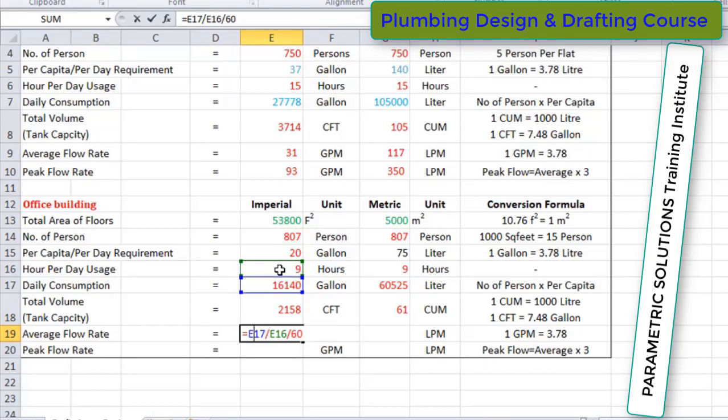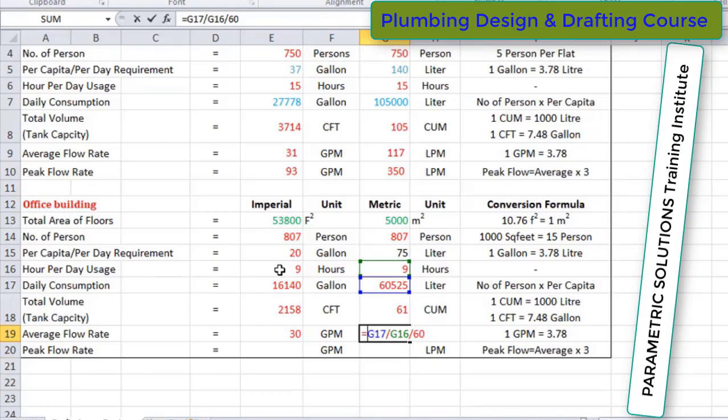So I will round this up. That will be 30 GPM. So here the average flow rate is 30 GPM. And for liters, the total daily consumption, that is 60,525 divided by 9 hours divided by 60. So that will be 112.08. Let's round this up also, and that will be 113 liters per minute.